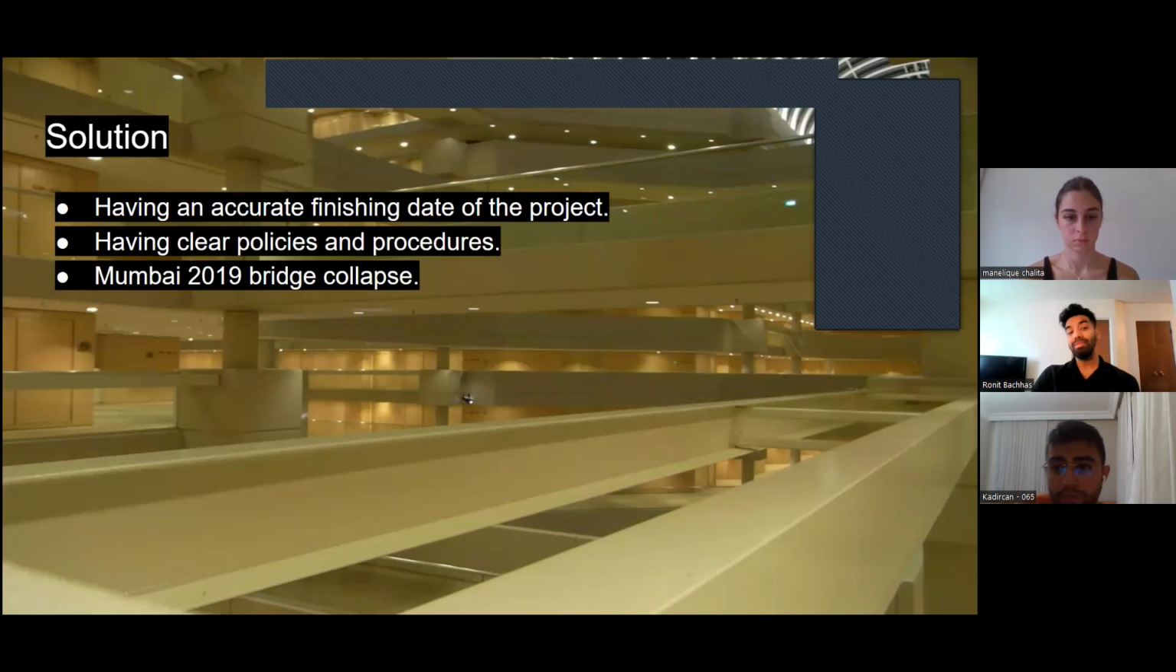My personal experience is that a similar accident happened in Mumbai in 2019 near a railway station, where a bridge collapsed, and 30 people died and 6 were injured. Six months before, the BMC, the Bombay Municipal Corporation, did a routine check, and they did not follow the policies and procedures, which led to an accident similar to the Hyatt Regency Hotel. So this was the solution and the evaluation.